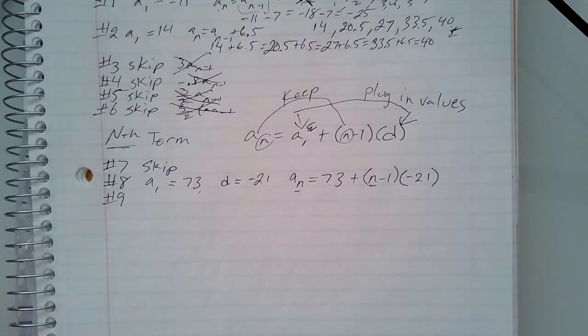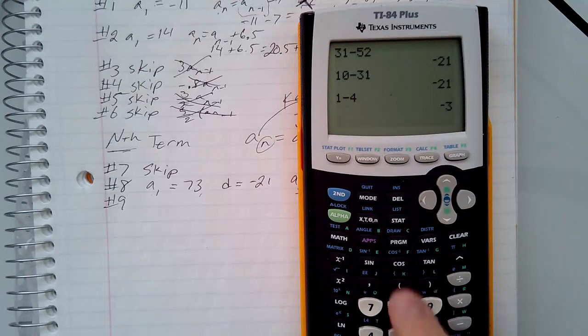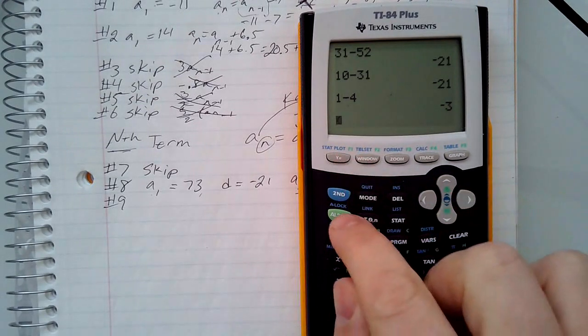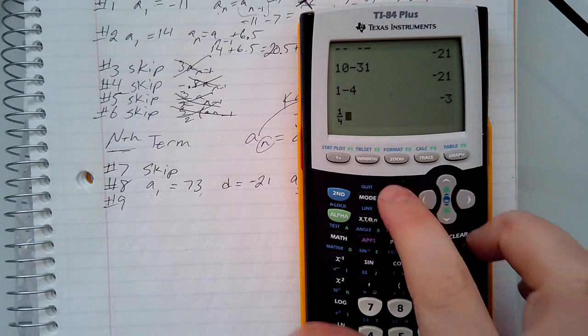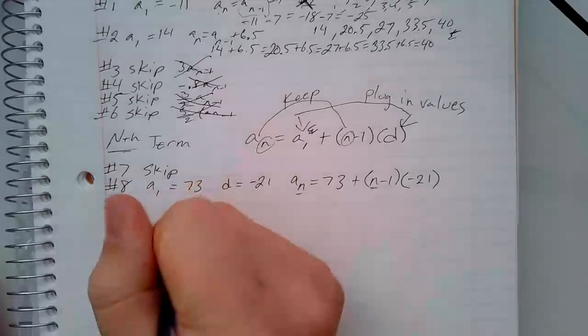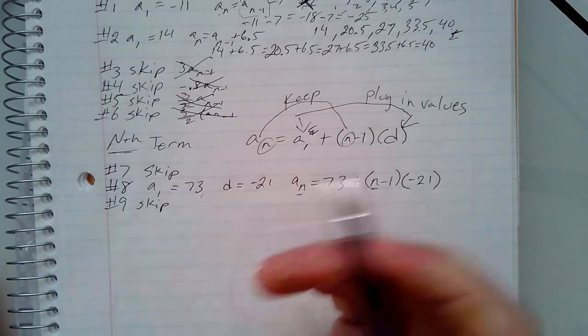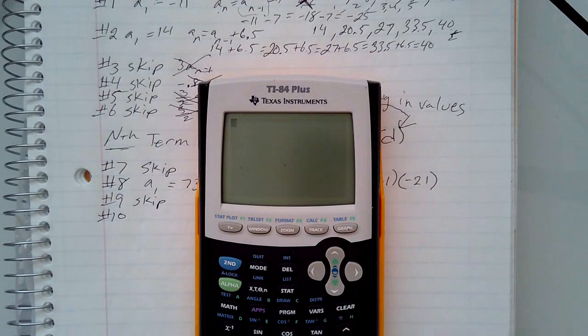Number 9, is it arithmetic or geometric? Well, let's do it. 1 minus 4, second term minus the first term. It's negative 3. Then I'm going to do it like y'all do it. 1/4 minus 1. Are we going to get negative 3? No. So skip. It's going to be arithmetic or it's not going to be one at all. Let's look at number 10, negative 37.